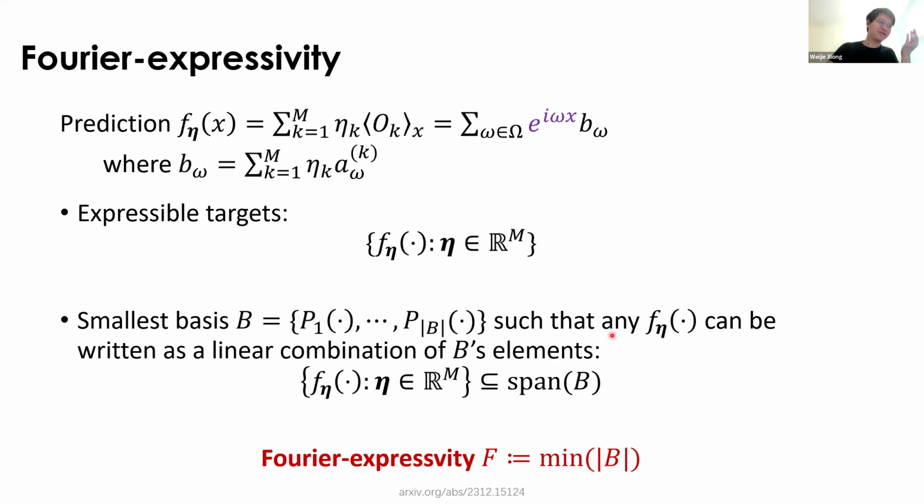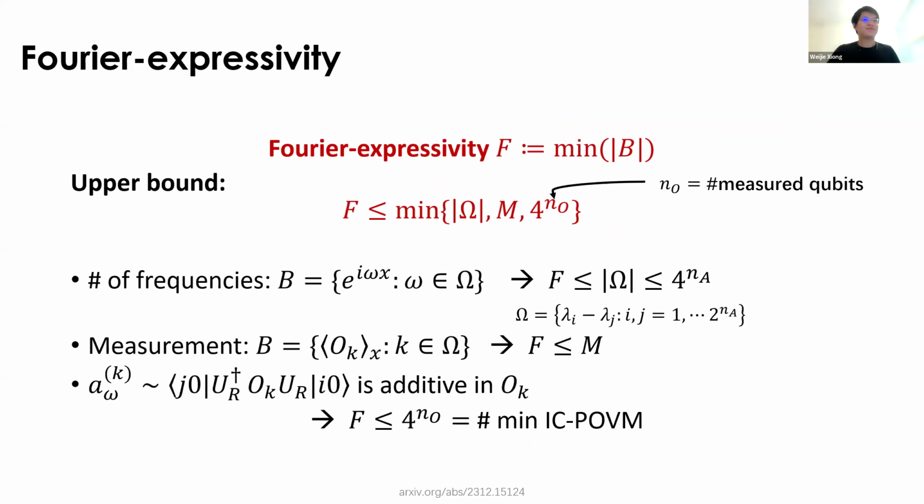So intuitively, we can say that this Fourier expressivity considers not only the number of achievable frequencies, but also the correlation between the Fourier coefficients, or we say the degrees of freedom of these Fourier coefficients. So let's upper bound this expressivity.